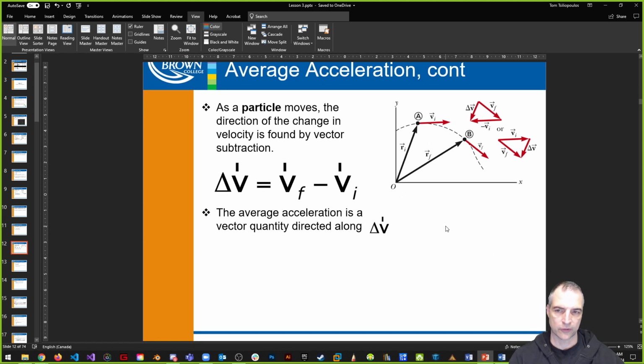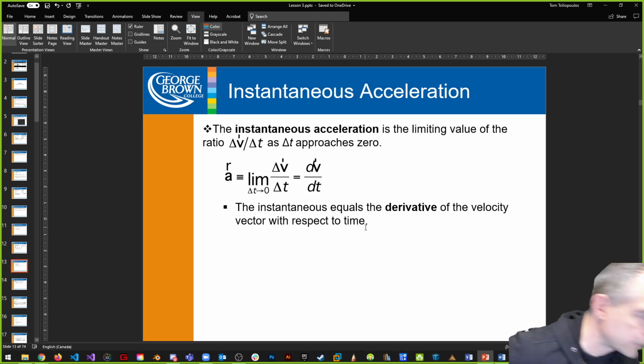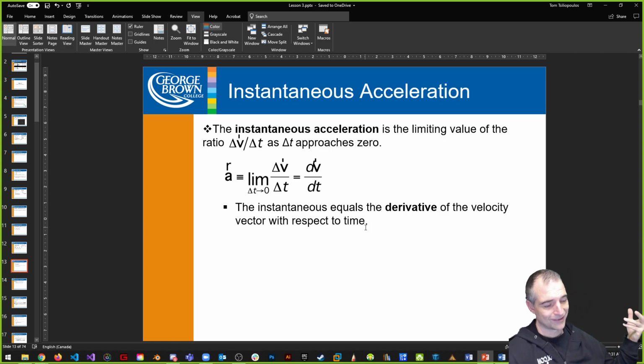Again, there's other ways to do that as well. Okay, so the instantaneous acceleration is the limiting value of the ratio of the change in velocity over the change in time, as time approaches 0. Okay, so again, we can use derivatives.